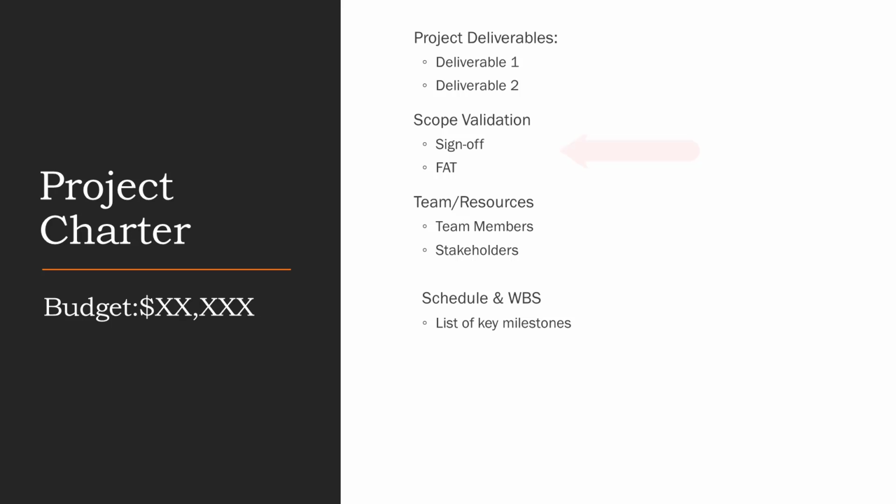Then next section is scope validation. Scope validation could be in several forms. For example, it could be factory acceptance test, final acceptance test, or sign-off or acceptance documents. Team and resources section is where you list your team members and resources that are needed to complete this project.